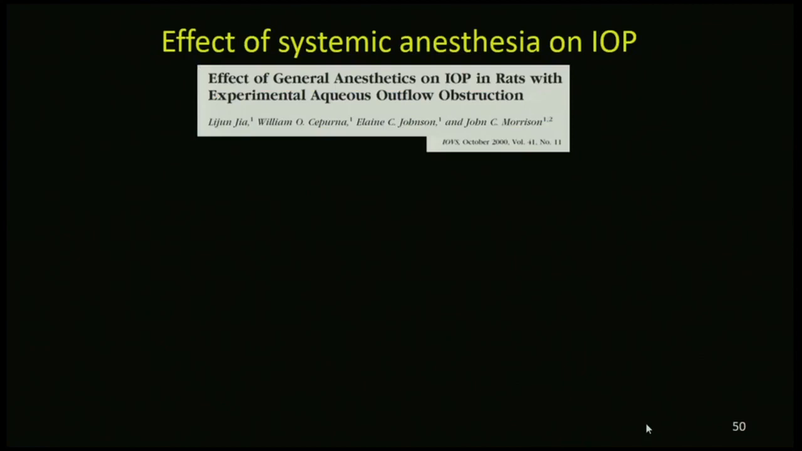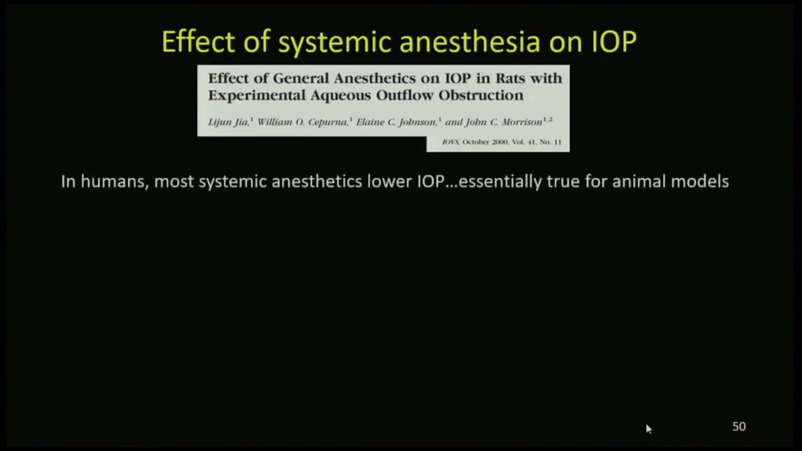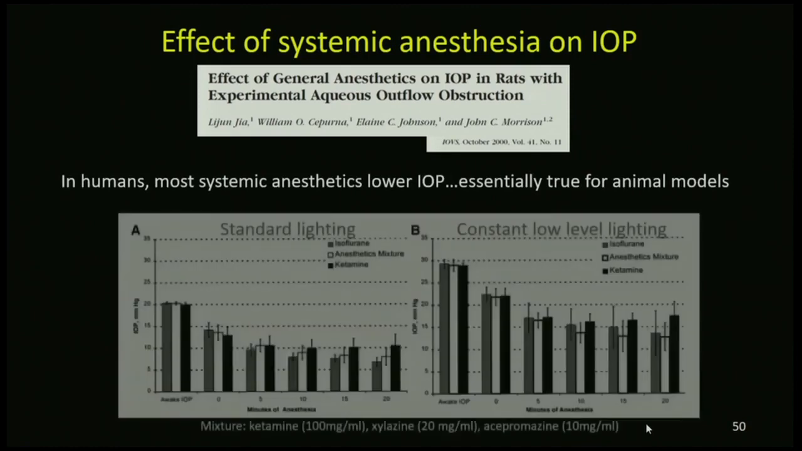Good. A couple of last slides here, looking at the effect of systemic anesthesia on IOP. So in humans, most systemic anesthetics lower the IOP. Okay, and that's essentially true for animal models. So almost any anesthetic you give to your animals, it's going to lower the IOP.